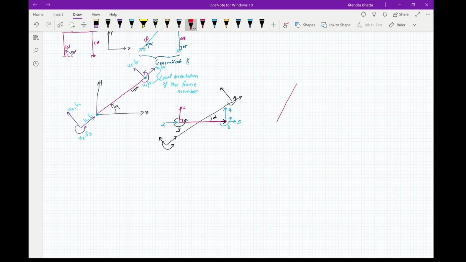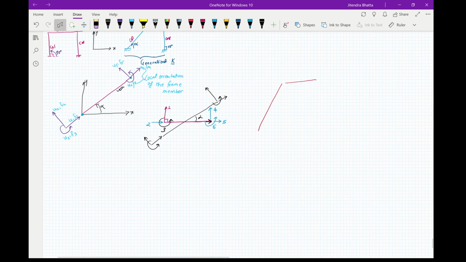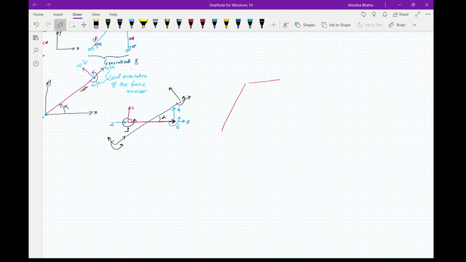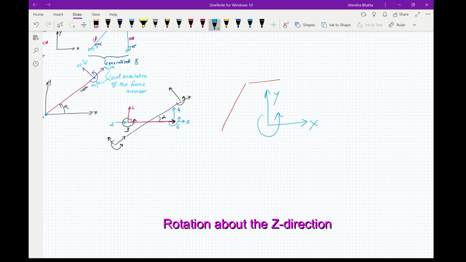If you have a frame like this and a frame like this, then to add the forces, we have to orient the forces in the same direction for the global forces as we did in the truss. So we have to find components of each force in the x direction, in the y direction, and the rotation along the z direction.